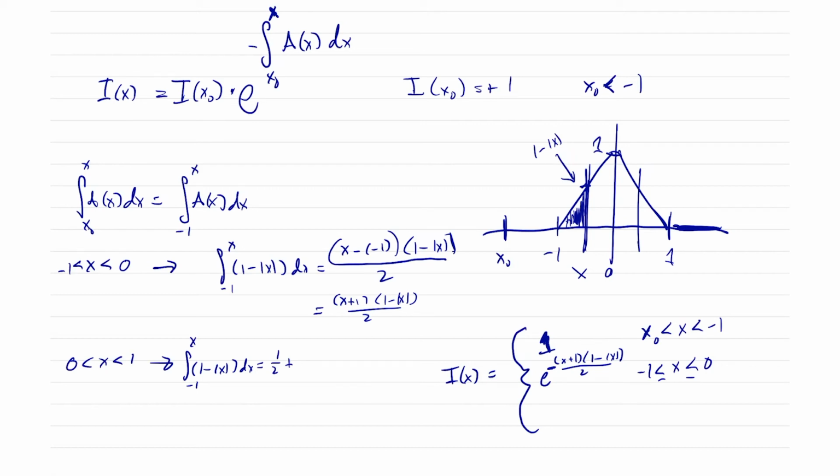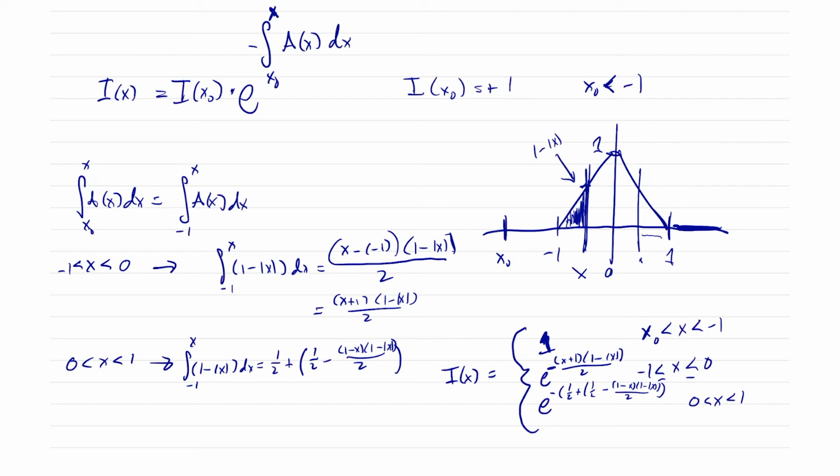Let's see. So that is going to be 1/2, and then minus basically whatever chunk we haven't gotten to yet here. And so it's going to be a width of 1 minus x times 1 minus absolute value of x divided by 2. Right? And so then this next piece is going to be 1/2 plus 1/2 minus 1 minus x times 1 minus absolute value of x divided by 2. And this is for 0 less than x less than 1.